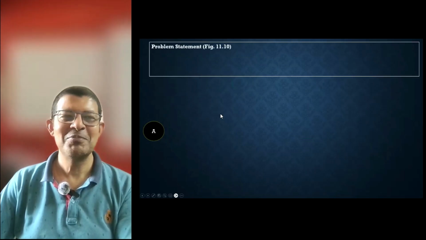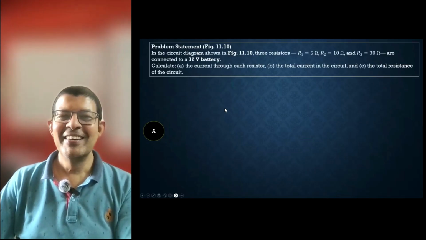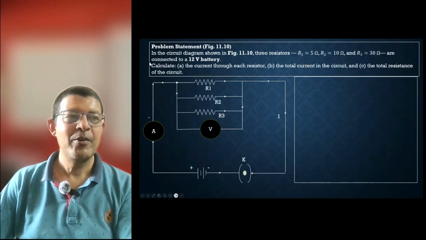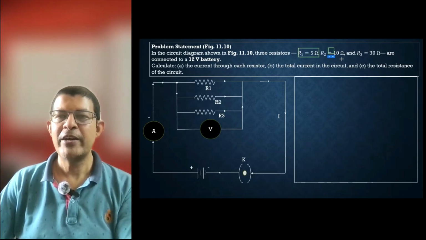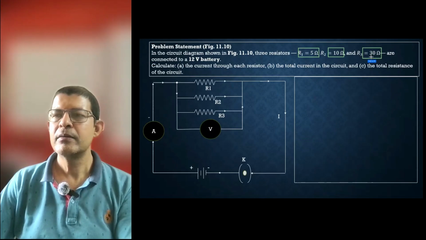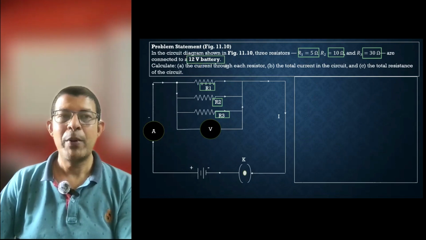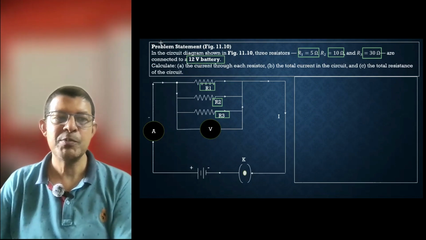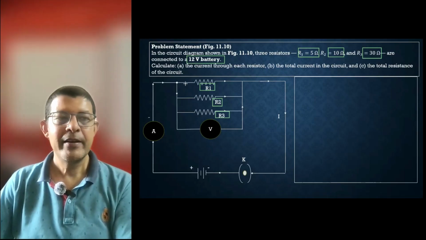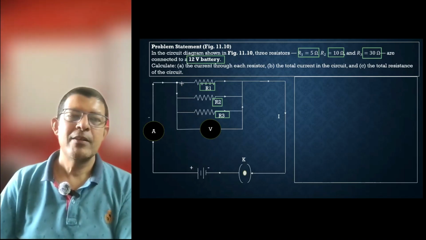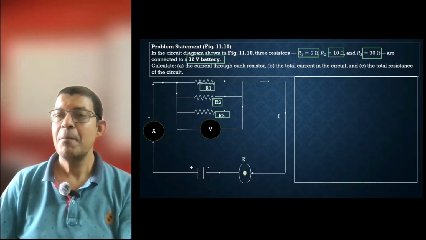Oh, no, we have another problem. In the parallel circuit given here, the resistance values are given. You have to solve it. The resistances are 5, 10, and 30, connected to a 12 volt battery. For parallel connection, voltage is same, current changes because the joints are different now. There is a joint here. Because there is a joint here, current will split. So the current is different, and hence it is a parallel connection.